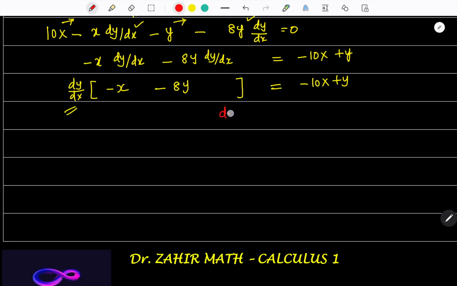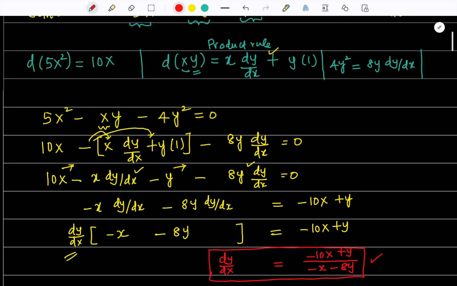So therefore, dy divided by dx is equal to minus 10x plus y divided by, this will come down, minus x minus 8y. So this is the answer, dy by dx. If you want, you can take minus as common and you can cancel it. But we are not going to proceed after this. So you can stop this as an answer. Any question?